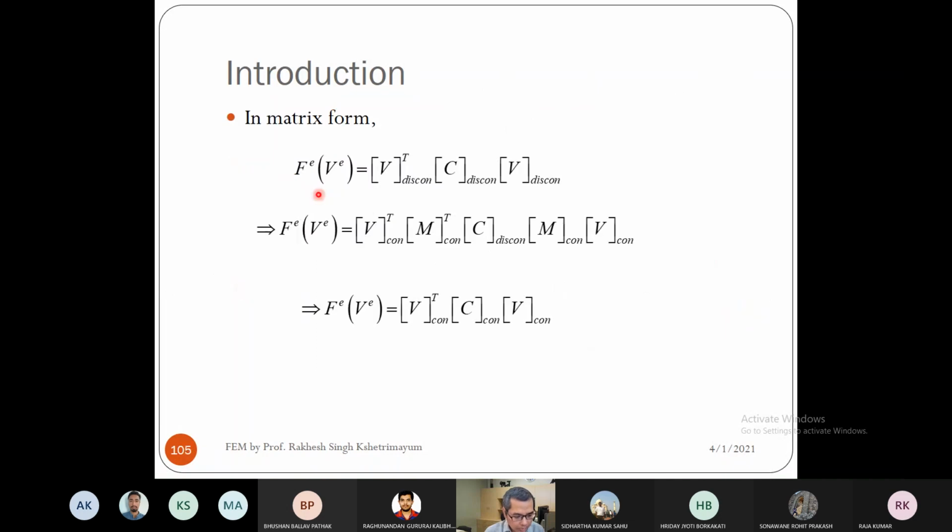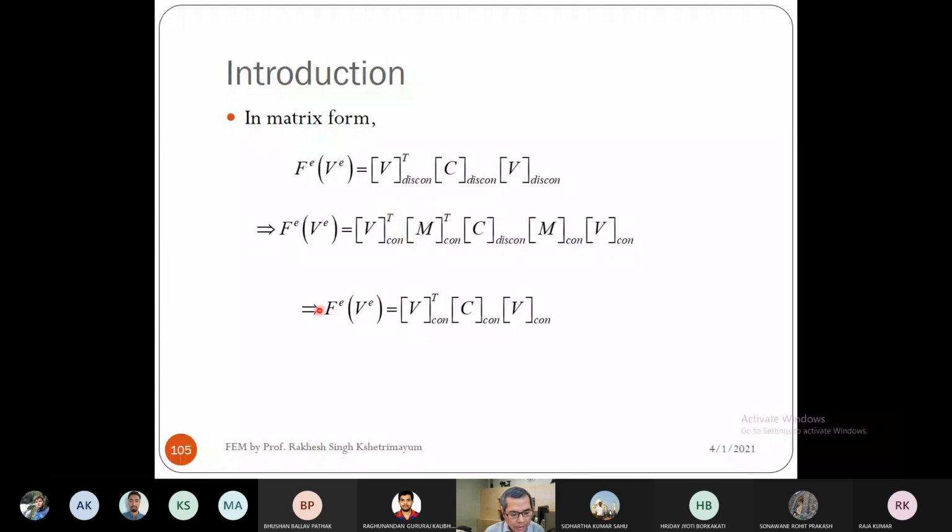Okay, so in a very compact form, I can express this functional as B disconnected transpose, C disconnected, B disconnected. And what was the relation between disconnected voltage and connected voltage? It was M connected, then B connected. So we will replace this B disconnected by M connected and B connected. And here is B disconnected transpose, so you can write B connected transpose, M connected transpose. I'll replace this by the connected one.